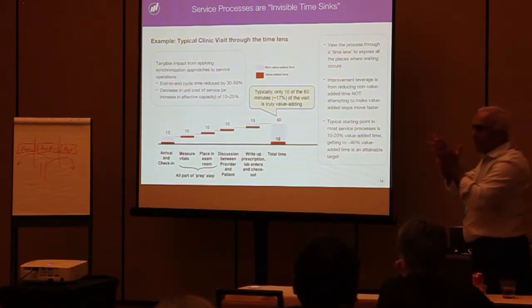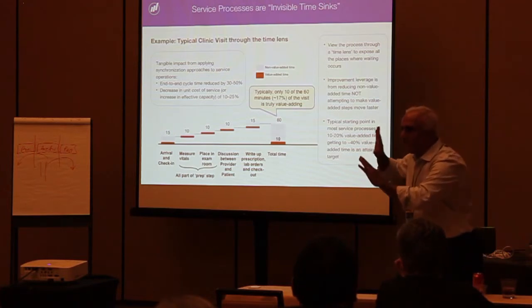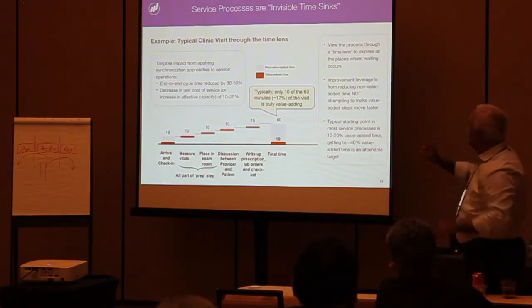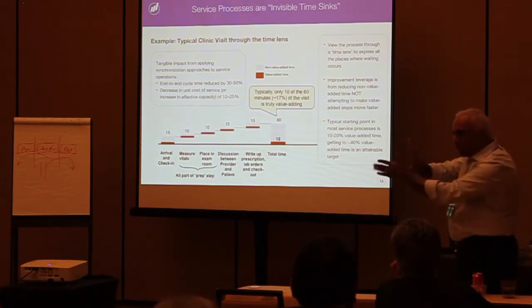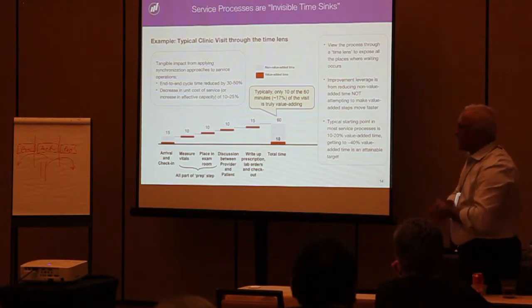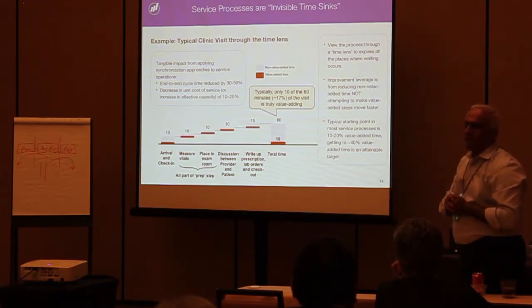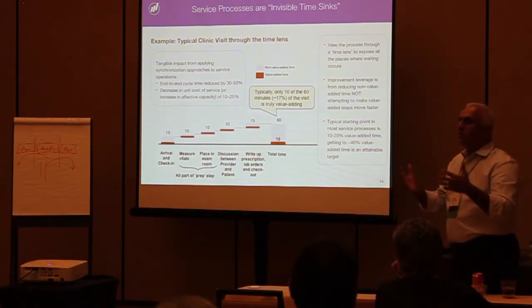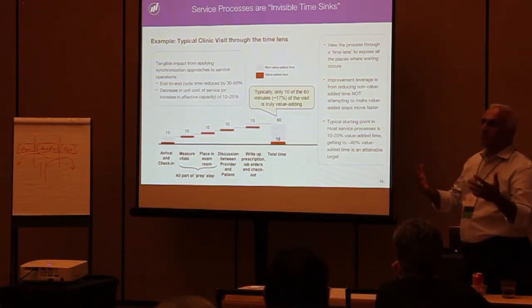It's a bit like a zebra pattern, right? Is it white stripes on a black animal, or black stripes on a white animal? It's kind of, what are you looking at? In the same way, you've got to focus on the gaps. Most service processes are less than 10 to 20% value added. Manufacturing processes are 70 to 80% value added. That's not an indictment. It's just the nature of the beast.